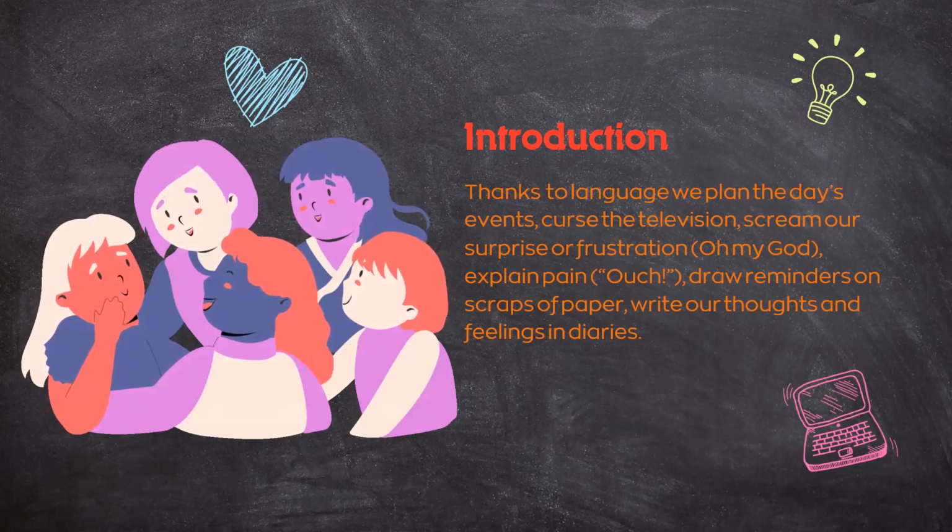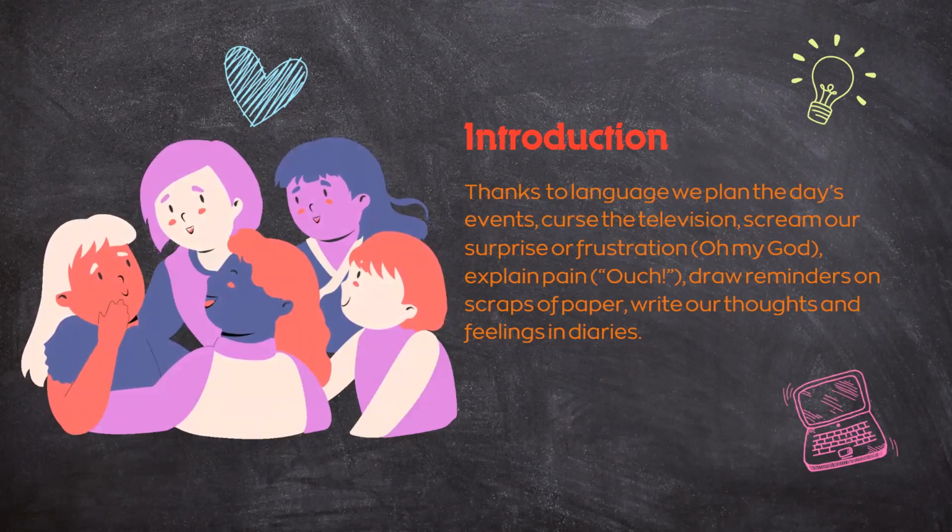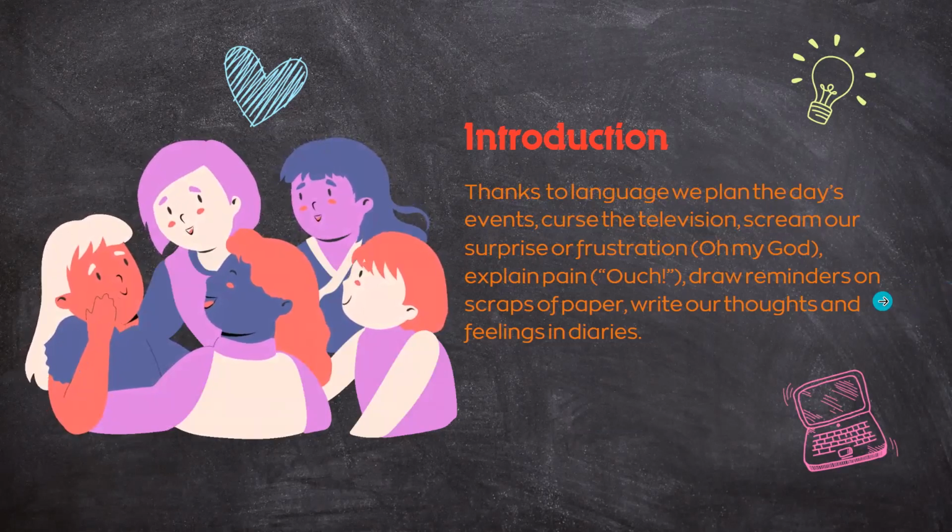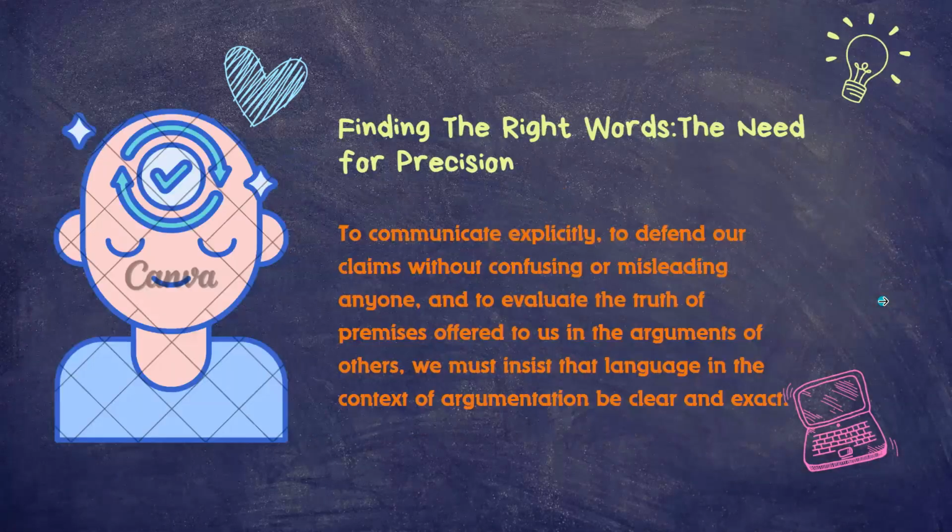And in this chapter, we concentrate on the skills of choosing the right words, describing words, and determining the emotive and slanted message some words carry. And if you are ready, let's start. First, finding the right words, the need for precision.